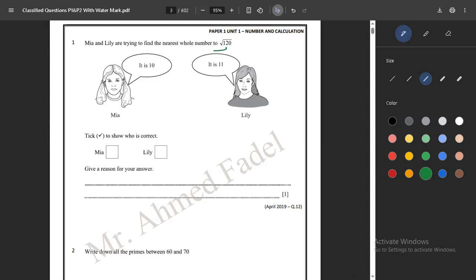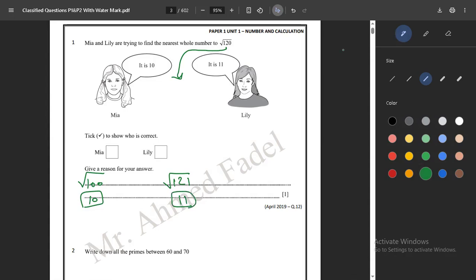I need to find the perfect root before it. So what I'm going to write over here is the perfect root before 120. You are supposed to know all the perfect roots until 12 times 12, which is 144. This is a square number, which is the root of 144. But the perfect root before it is the square root of 100, which is 10. And what is the perfect root after it? You're going to have 121, which is 11.